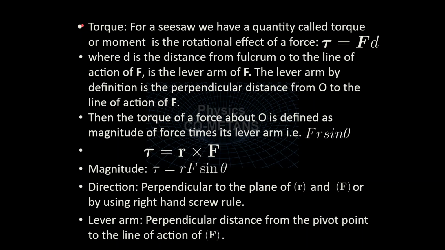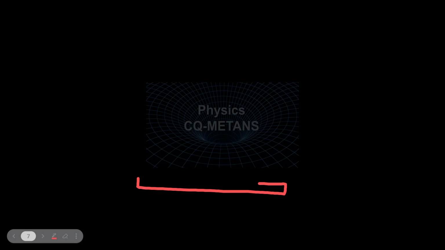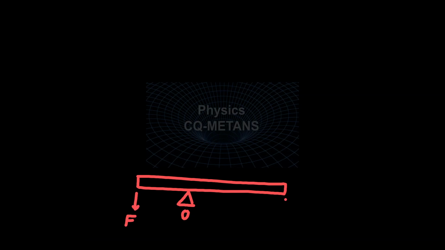Next is the application of cross product. The simplest example is torque. Now for a seesaw, let us draw one seesaw over here. This is a seesaw and this is the point of pivot which we call the fulcrum. This is O. This is the force which is acting downward, and let us call this force F prime. These are vectors.